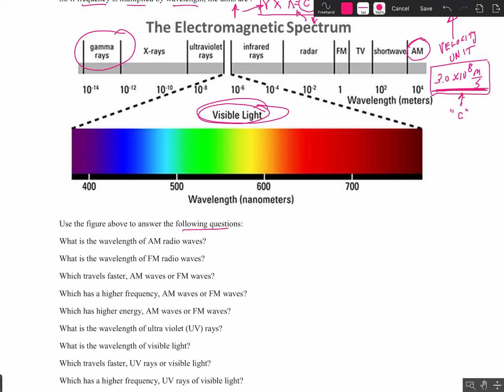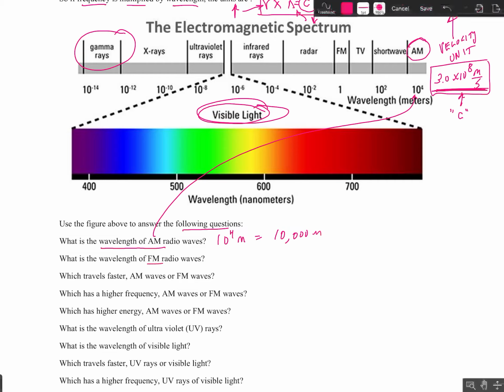Use the figure above to answer the following questions. What is the approximate wavelength of AM radio waves? So let's see, AM radio waves have a wavelength of about 10 to the 4th meters. Now, kiddos, that's 10,000 meters.